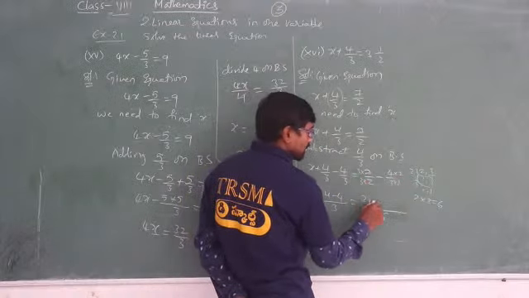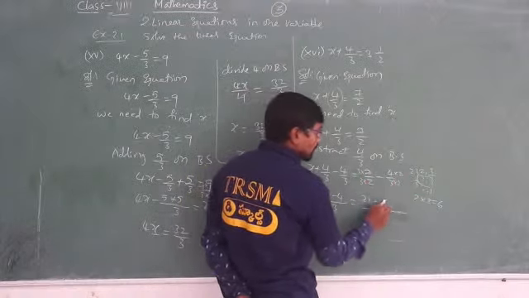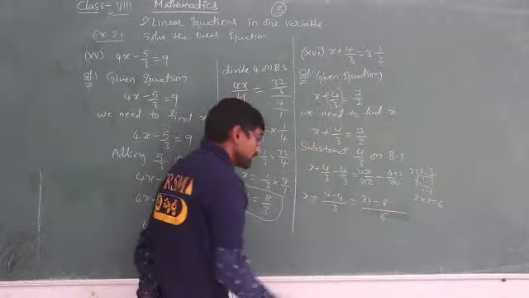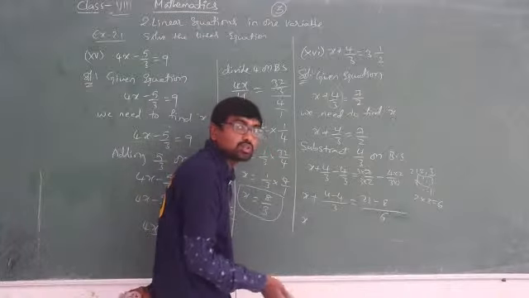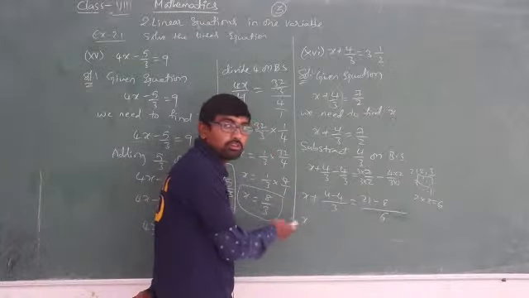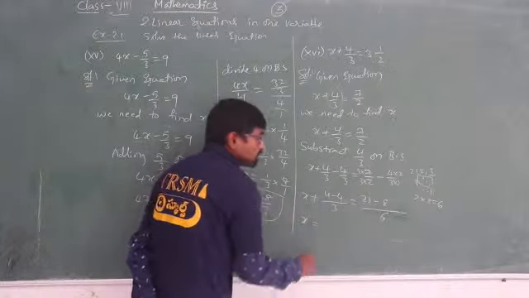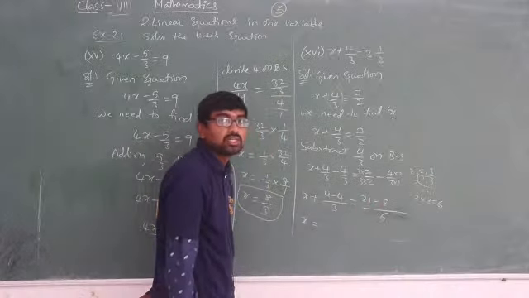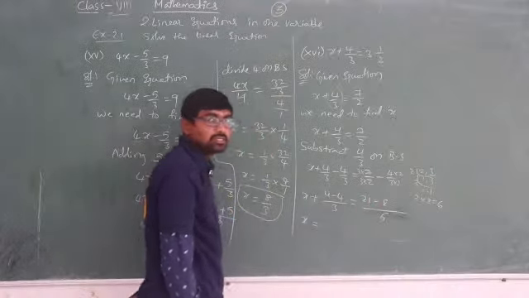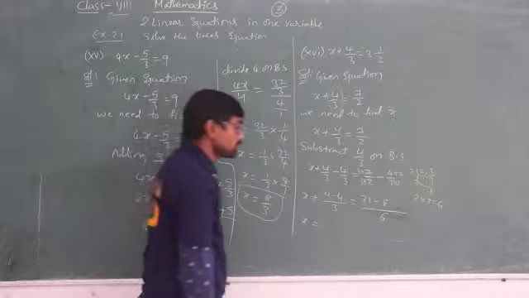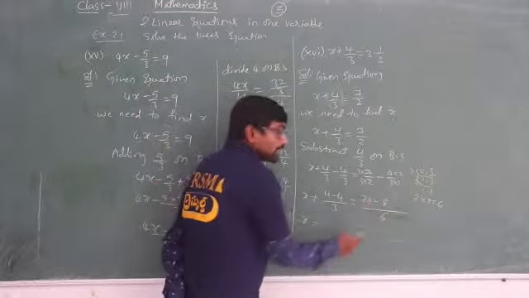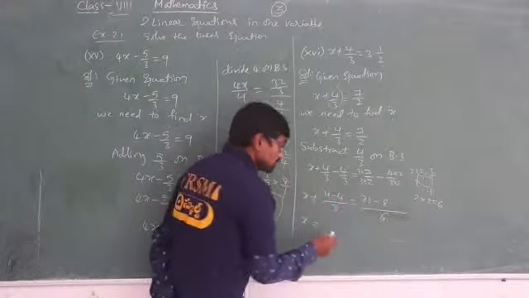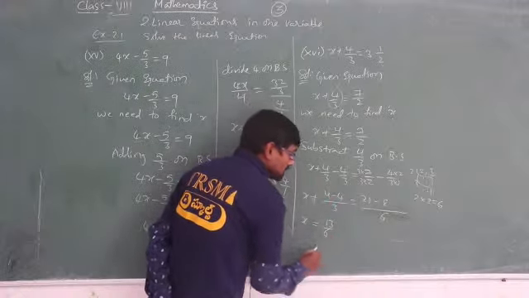3 7s are 21 minus 4 2s are 8. Like this we will be doing, isn't it? So x is equal to 4 minus 4, 0. 0 by 3 is 0. x plus 0 will be x only. So therefore x is equal to 21 minus 8. 21 minus 8 is 13, isn't it? So 13 divided by 6.